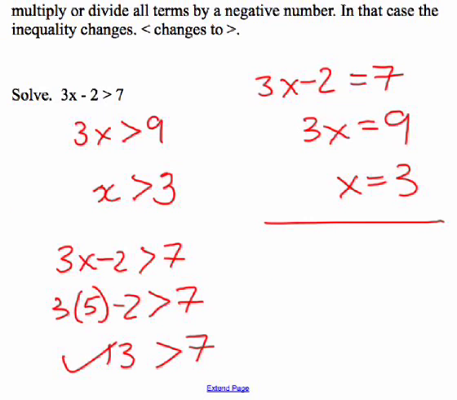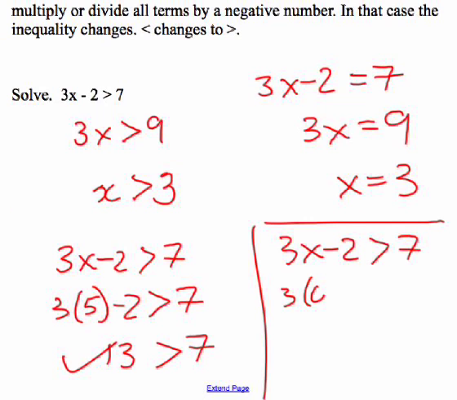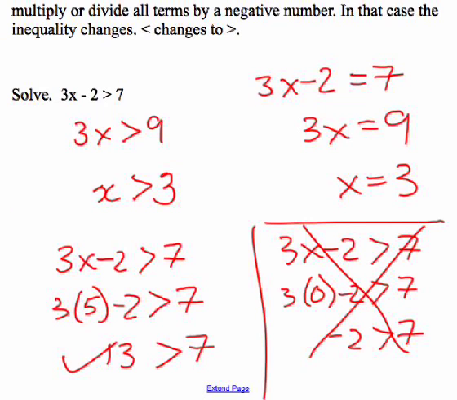If I were to try a number lower than that, let's try that. Let's go 3x minus 2 is greater than 7. Let's pick one that shouldn't work, like 0. 0 is less than 3, so that shouldn't work. Let's plug a 0 in. 3 times 0 minus 2, is that greater than 7? 3 times 0 is 0. 0 minus 2 is negative 2. So is this a true statement? No, it isn't. Negative 2 is less than 7. Not a true statement. Therefore, 0 is not part of my solution.